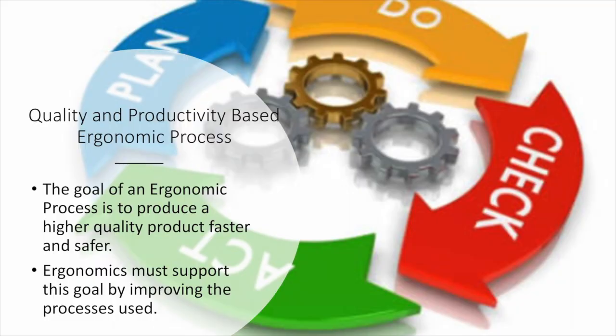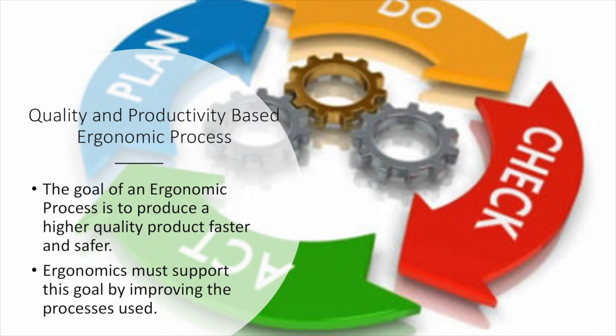A quality and productivity-based ergonomic process. The goal of an ergonomic process is to produce a higher quality product faster and safer. Ergonomics supports this by improving the processes that are used. When I look at an ergonomic process, I want to teach the people out on the shop floor to identify the opportunity, and then I want to work with you guys to figure out how to capture it. That is the most critical step right there.